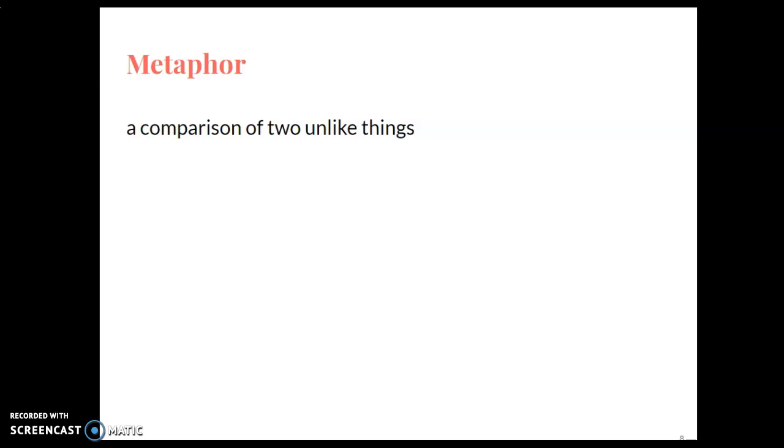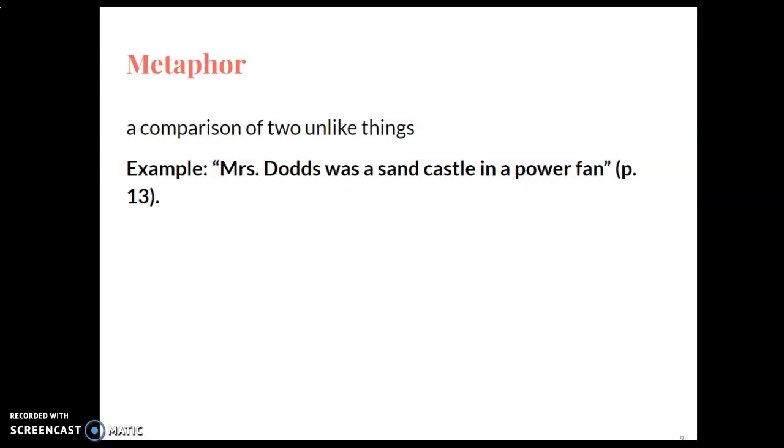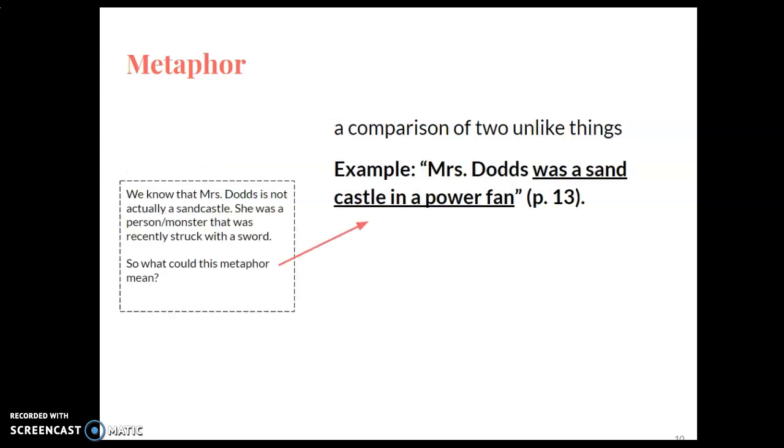Our next word is going to be metaphor. A metaphor is a comparison of two unlike things. For example, on page 13 of Percy Jackson and the Lightning Thief, it says, Mrs. Dodds was a sandcastle and a power fan. We know that Mrs. Dodds is not actually a sandcastle. She was a person or a monster that was recently struck with a sword. So what could this metaphor mean?